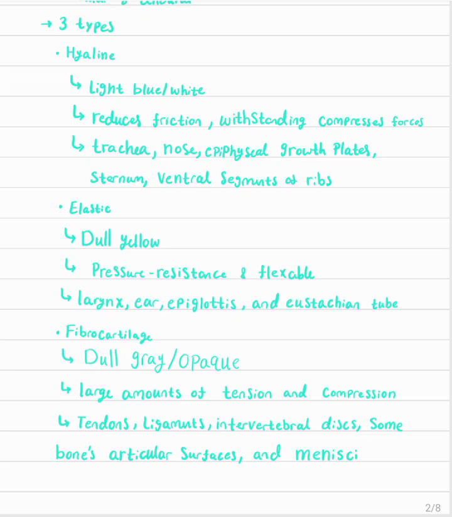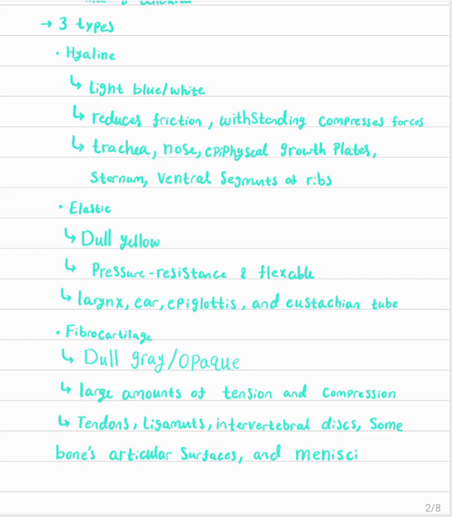It's going to be light blue in appearance and kind of white. It reduces friction. It can withstand compression forces. You usually see this around your trachea, your nose, your epiphyseal growth plate, so at the end of your bones, your sternum, and the ventral segments of the ribs. So there's cartilage in between your ribs and your vertebrae, and so that's where that is.